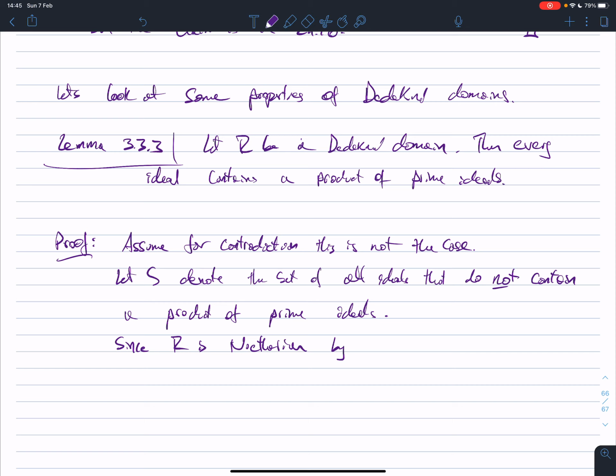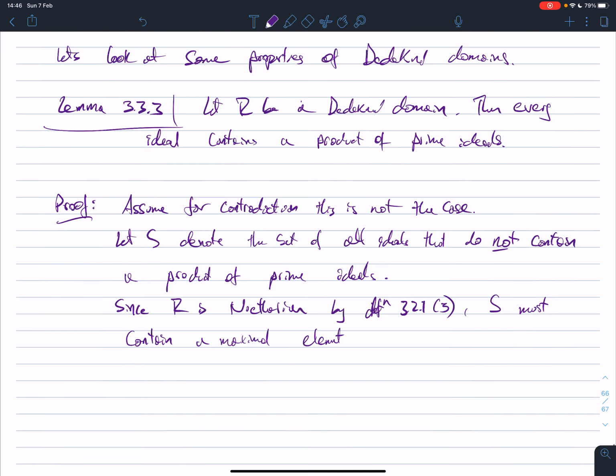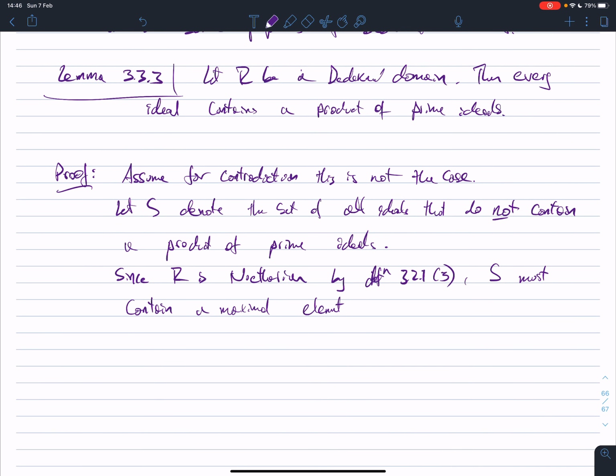if you look at the definition I gave, the third incarnation of this definition, it tells us that S must contain a maximal element. Don't confuse this with containing a maximal ideal. This element doesn't have to be a maximal ideal. It's just an element which is maximal with respect to the property of not containing a product of prime ideals.